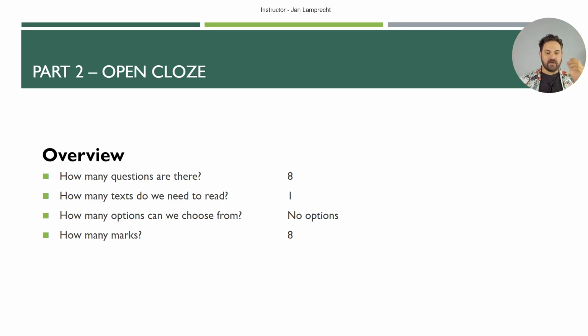How many texts do we need to read? We need to read one long text. How many options can we choose from? You don't have any options. Okay, the options are in your head here. How many marks? 8 marks in total for this part 2, 1 mark for every correct answer.